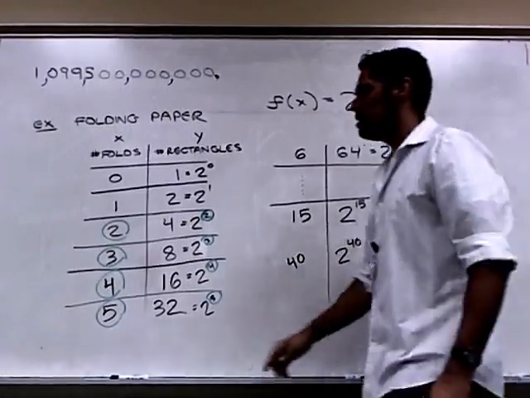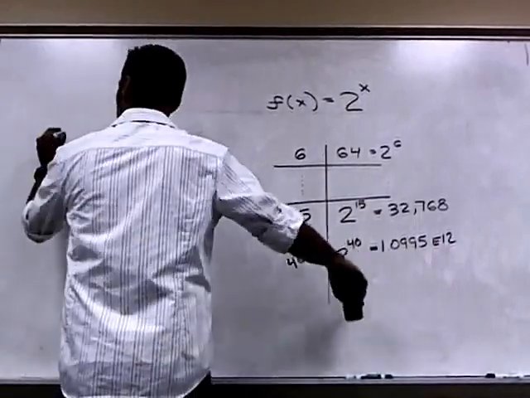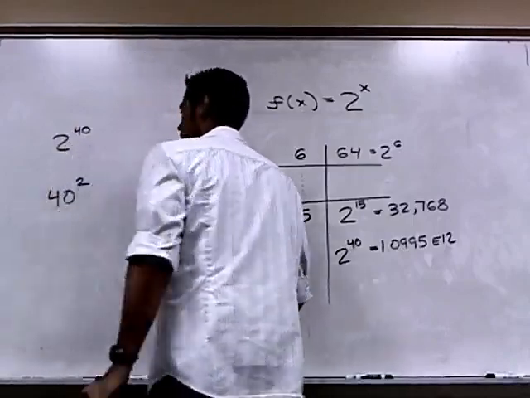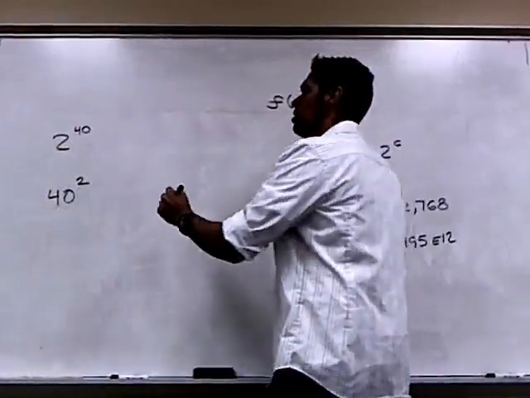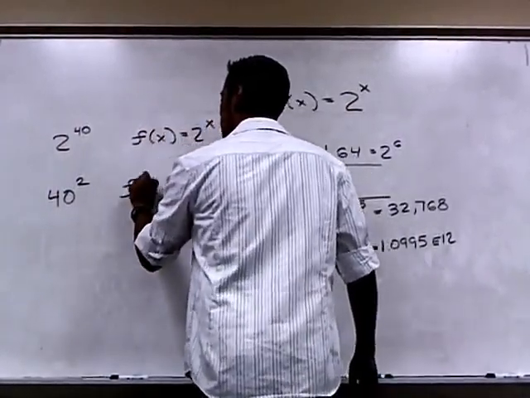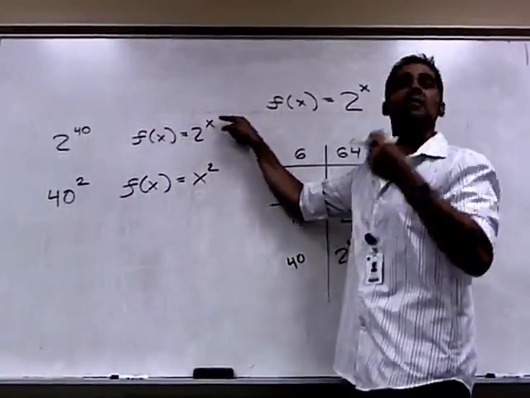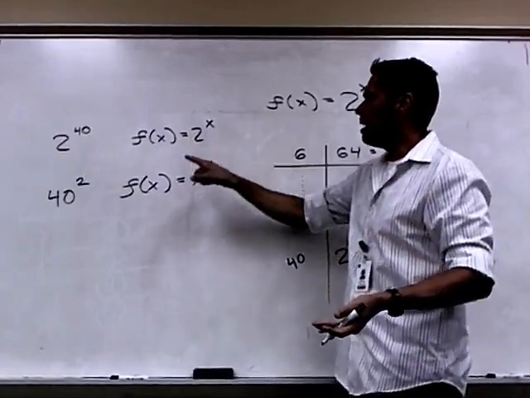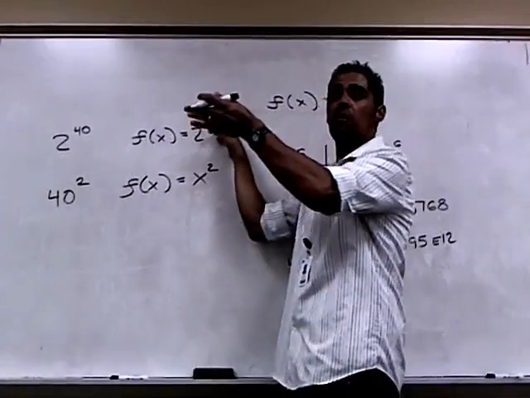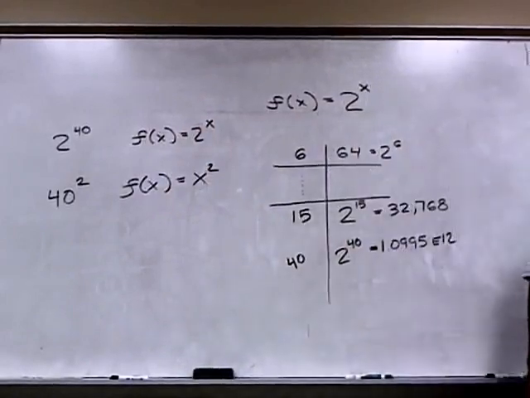I want you to compare that to this. What we just did right now was 2 to the 40. I want you to compare that to 40 to the 2, 40 squared. What I'm trying to get you to see is the comparison between this function and the function we studied before, which was this backwards. X squared is a parabola. 2 to the x is an exponential function. If I plug in 40 here, I square the 40. If I plug in 40 here, I take 2 to the 40th power. We already know 2 to the 40th is 1 trillion. What's 40 squared? 1,600?